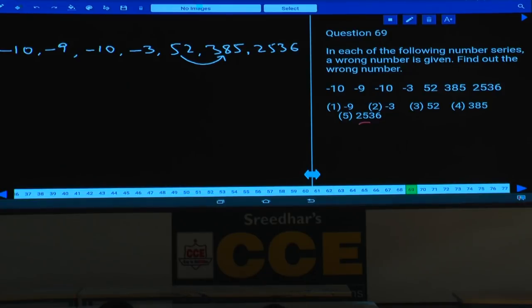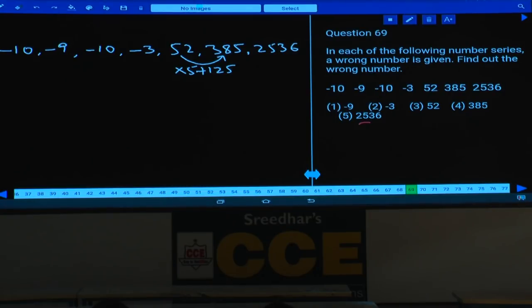Yes, how many times does it have to be multiplied? 52 into how much? 52 into 6, or 52 into 5, if you take 6, 5, 4, 3. What is 52 into 5? That is 260. And 260 and 385, what is the difference between these two? 125. Here we got a clue: into 5 plus 125. 125 can be written as 5 cube, so into 5 plus 5 cube.